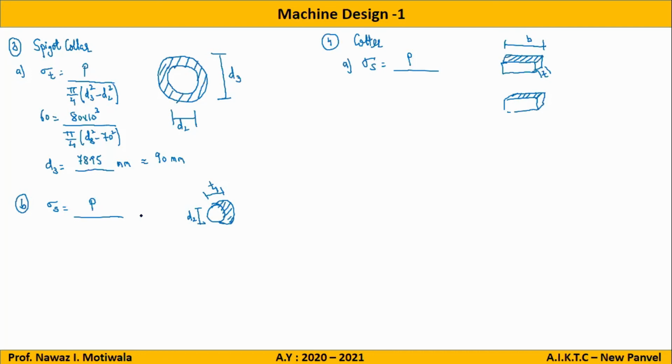What will be the formula for sigma s, shearing? Pi into the diameter of spigot d2, which is the circumference, multiplied by t1. Correct? Yes, sir. And what is sigma s for spigot collar? 30 is equal to 80 into 10 raised to 3 divided by pi into d2, where we have taken 70. Sir, 12.12. Okay, 12.12. Let me approximate it to 15.